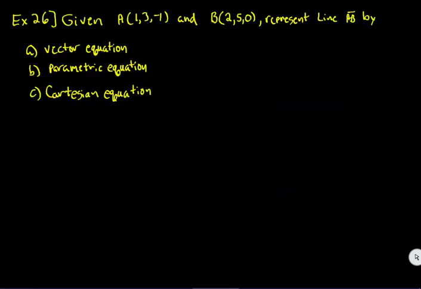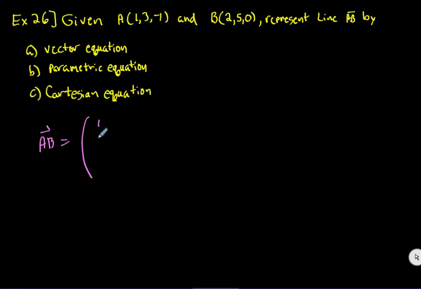So let's go ahead and look at the first one. Example 26. It says given a is equal to 1, 3, negative 1, b is equal to 2, 5, 0. Represent line AB by a vector equation, a parametric equation, and a Cartesian equation. So first thing I'm going to do is figure out what my vector is from A to B. So it's 2 minus 1 is 1.